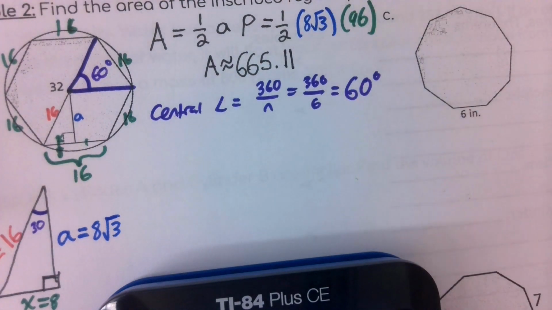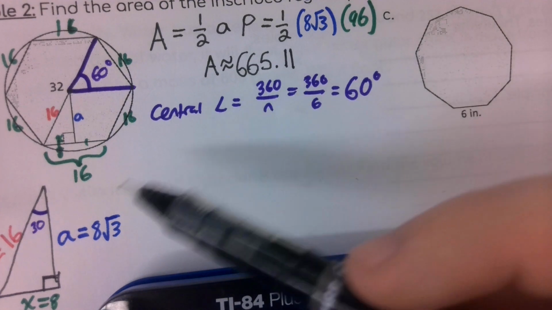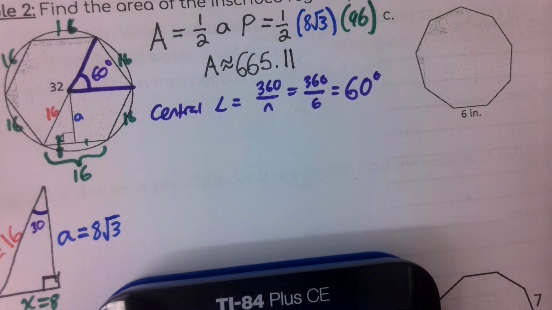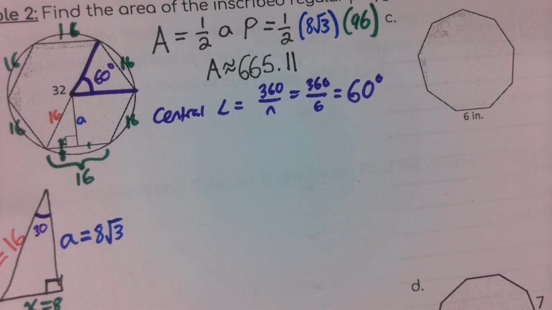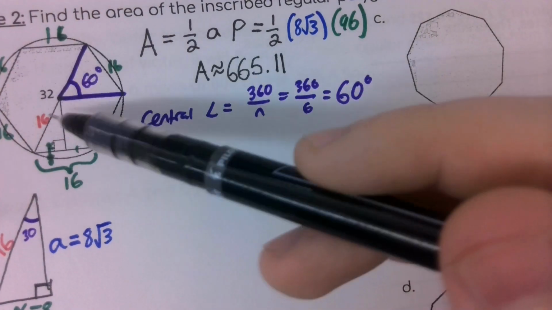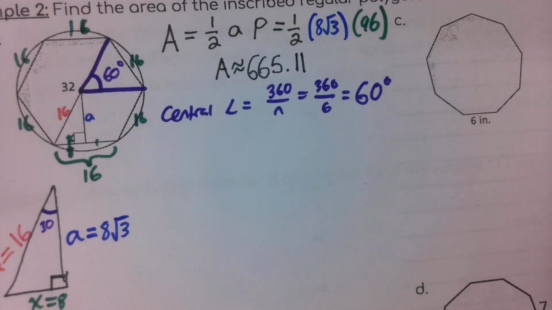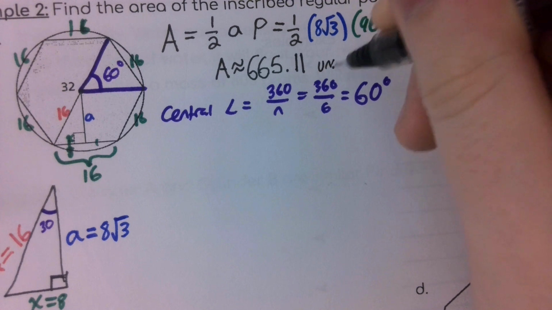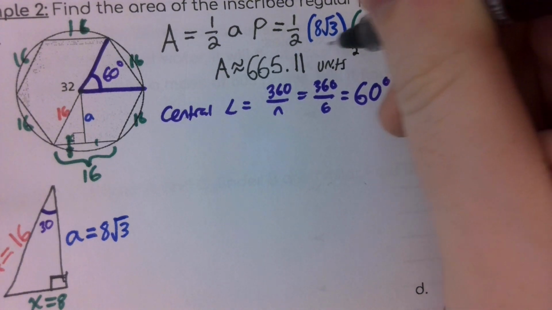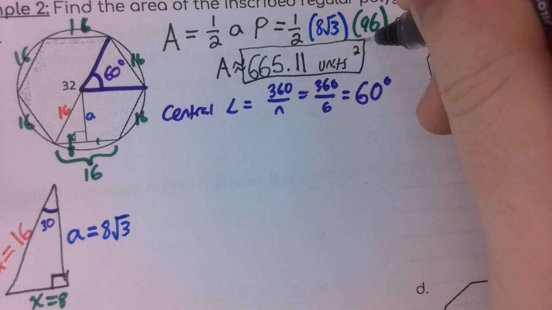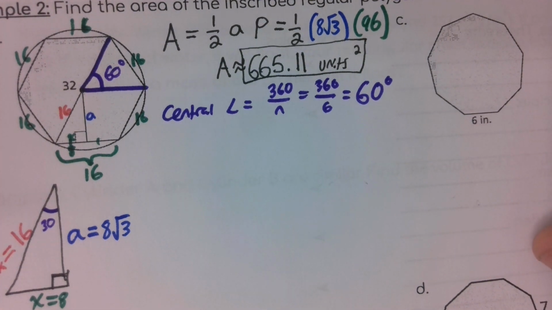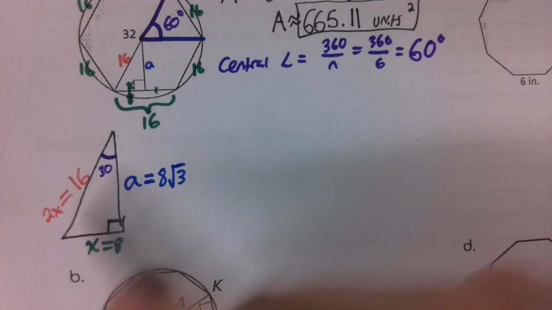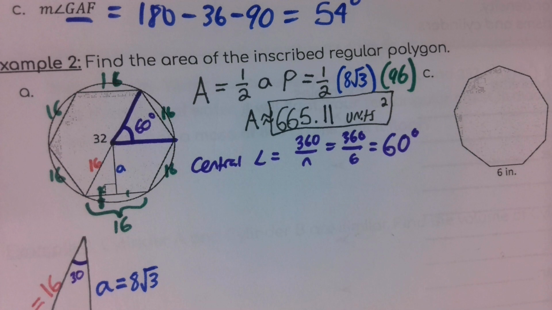665.11, but we can't forget, what units are we dealing with? In this case, we get off sort of scot-free. We aren't actually given the type of units that we're dealing with. So we can just say units squared. There's our answer. It's basically just trigonometry and then throwing it into a formula. Cool.